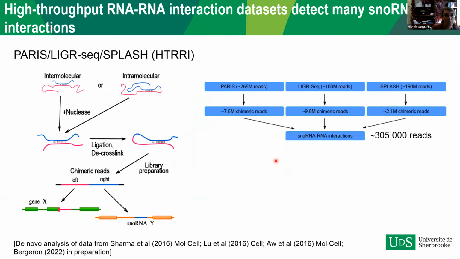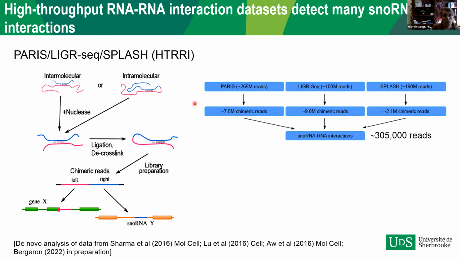Gabrielle also considered high-throughput RNA-RNA interaction data sets: PARIS, LIGR-seq, and SPLASH. She analyzed these de novo. All of these detect, in a high-throughput manner, both inter- and intramolecular interactions. They involve cross-linking using psoralen and degradation of the flanking sequences using nucleases, then ligation of the interacting RNAs, decross-linking, library preparation, and sequencing, to figure out which RNAs were originally interacting in cells.